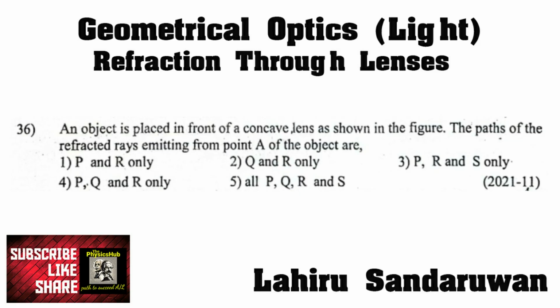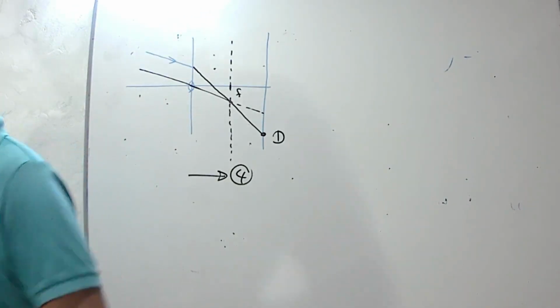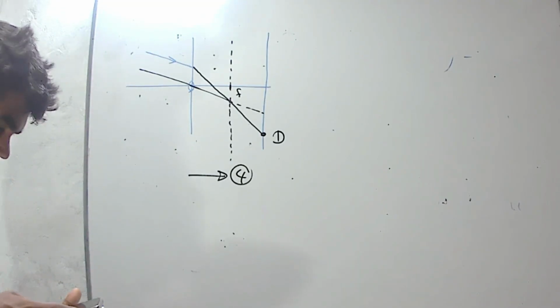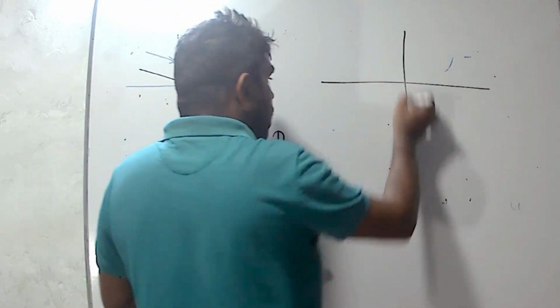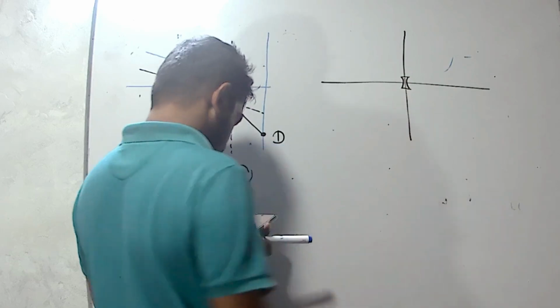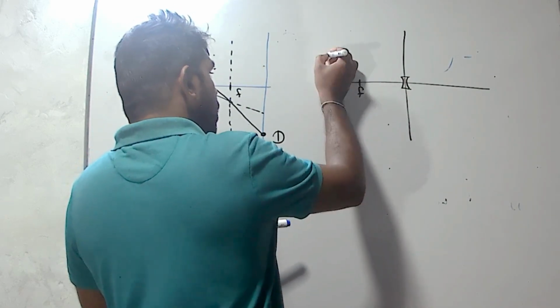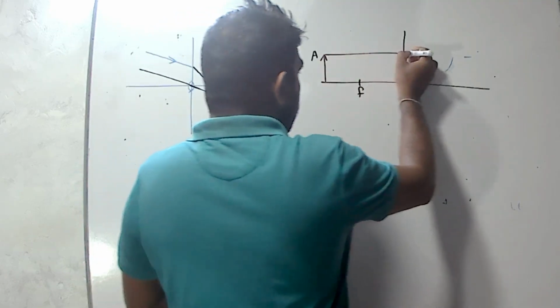An object is placed in front of a concave lens as shown in the figure. The path of the refracted rays emitted from point A of the object are. In this question, the diagram is not given. I will draw the corresponding diagram. It should be like this. There is a concave lens. This one is the focal point. From A, there are some rays like this.